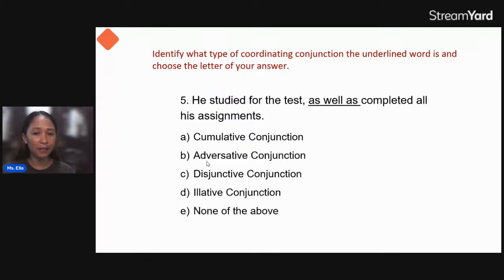Again, he studied for the test as well as completed all his assignments. Is it A, cumulative conjunction? B, adversative conjunction? Letter C, disjunctive conjunction? Letter D, elative conjunction? Or letter E, none of the above?